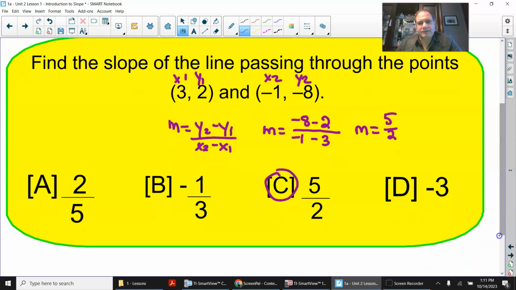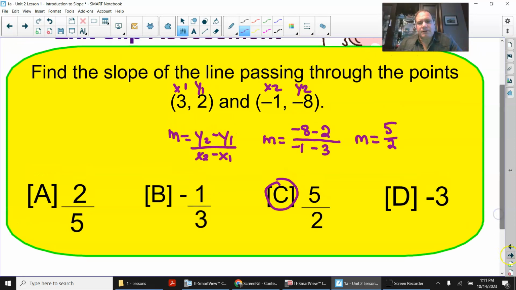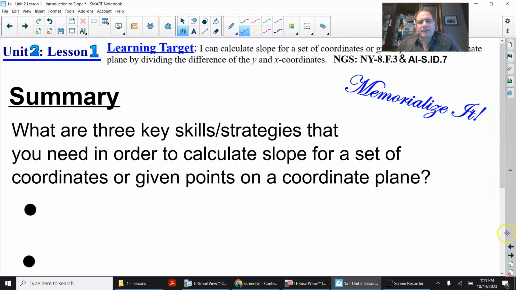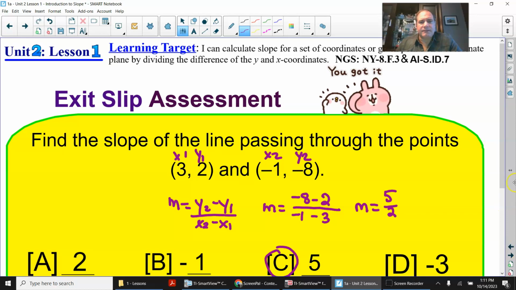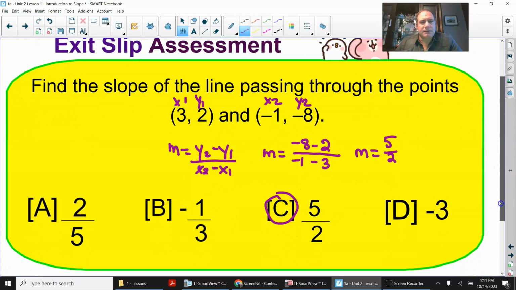And that is it. All right. And that's about it. That's the summary, and that's the end of the lesson. If you got that right, then that's great.